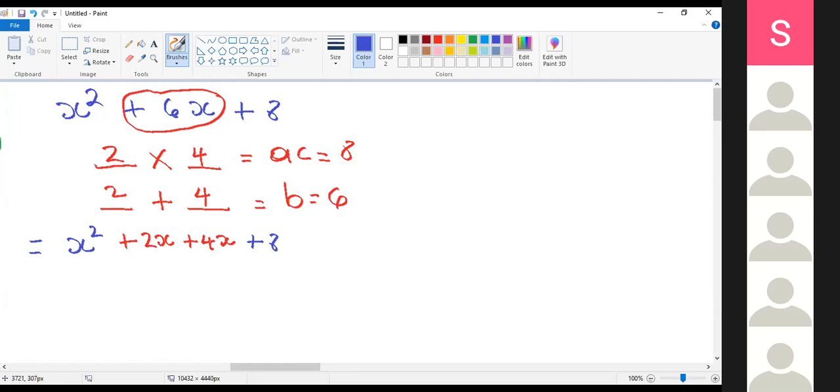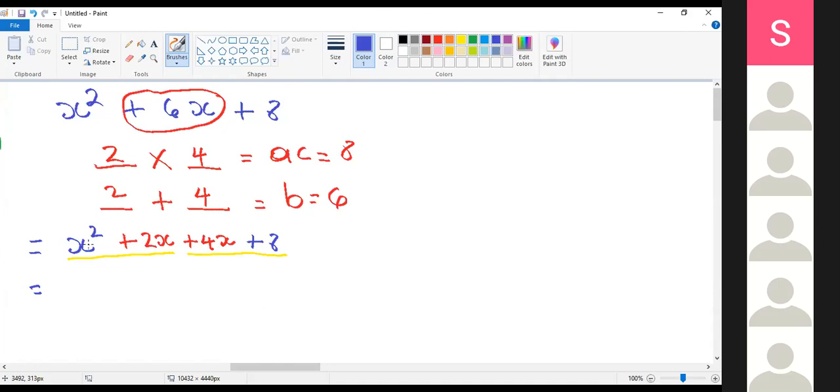Everybody clear so far? Yes. All right. So now you have 4 terms, which looks pretty much like what we were doing before, which is solving by grouping. So I have 2 terms here, and I have another 2 terms here. So I can then go ahead and solve by grouping in pairs.